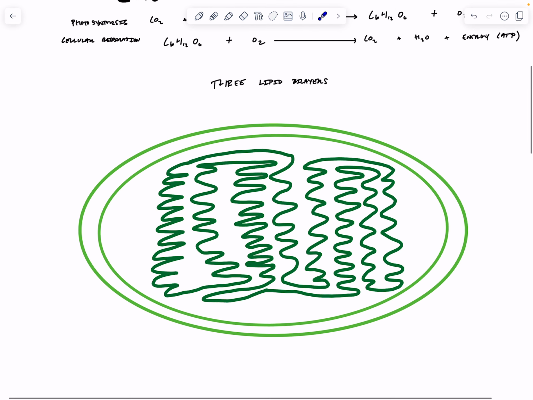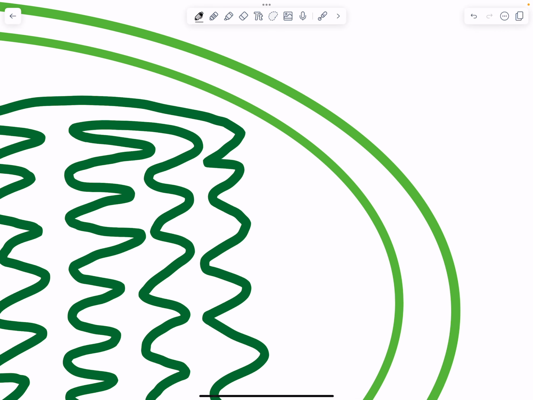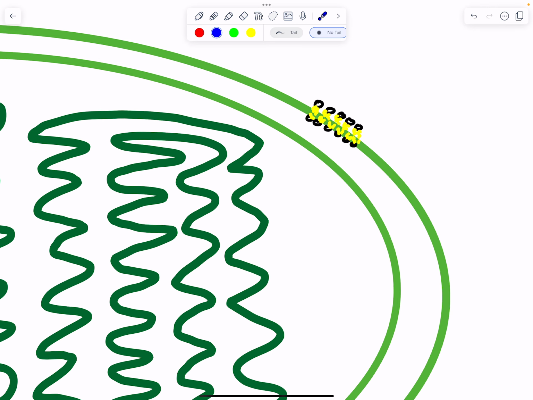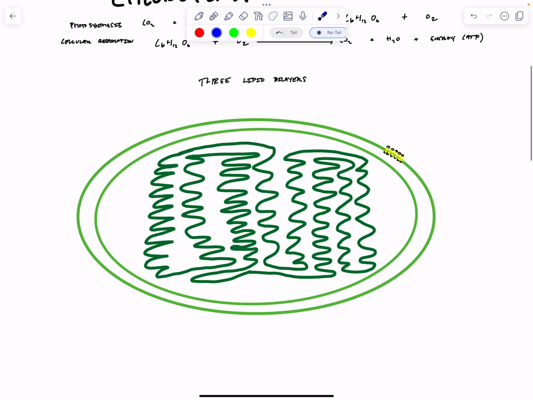I've drawn each lipid bilayer as an independent line, but if we were to zoom in on every bilayer, we'd actually see a bunch of phosphate heads and then fatty acid tails. The tails face each other, the heads face out. We'd see that in this membrane, and also in this membrane, and also in this membrane. So there are 3 lipid bilayers that make up the chloroplast.